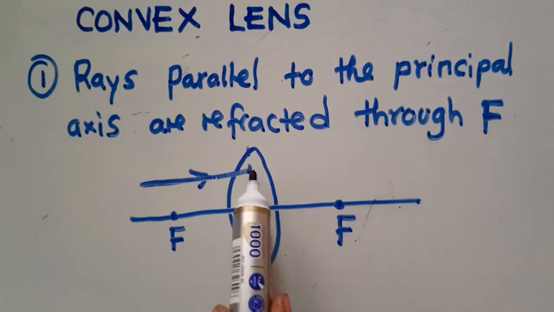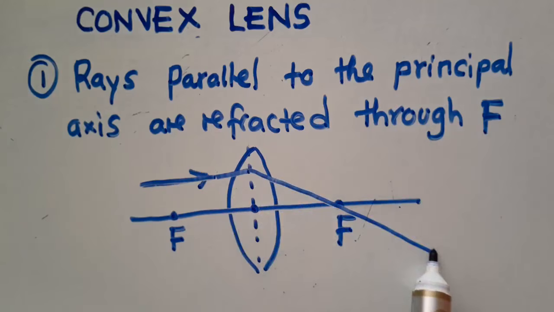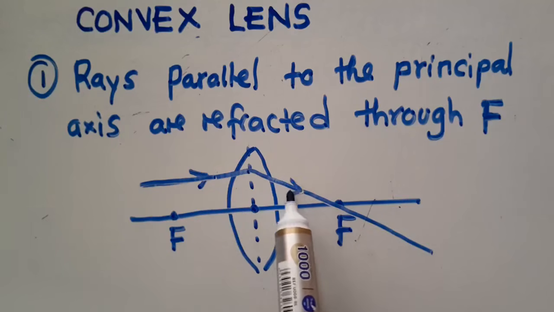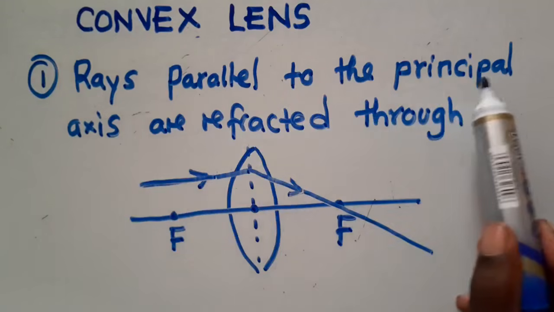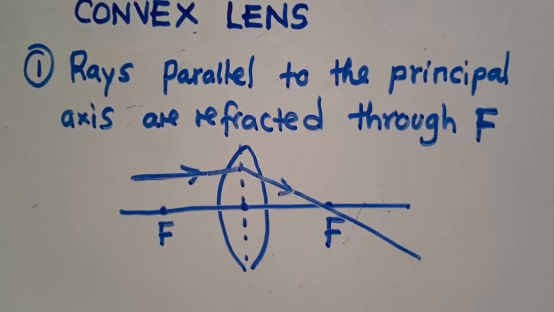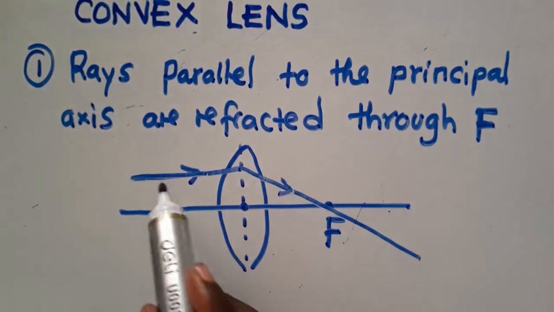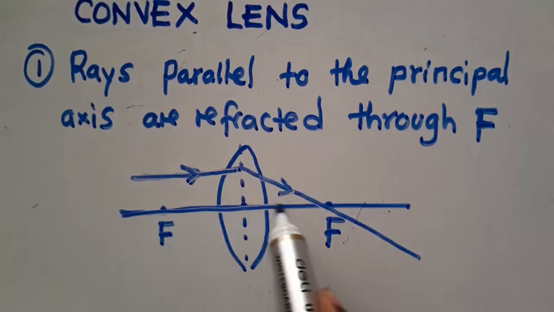They are refracted, so it is going to converge like that. It is going to go down like that. So this is the first principle that you need to understand: parallel rays to the principal axis are refracted through F. Make sure you understand this one. We only have 3 of them. So this is the first one. When it is parallel to what? To the principal axis.